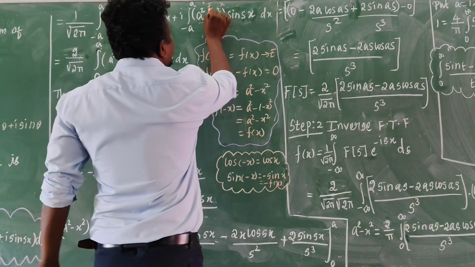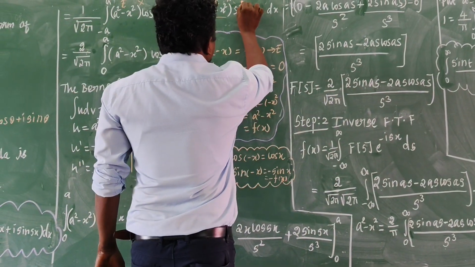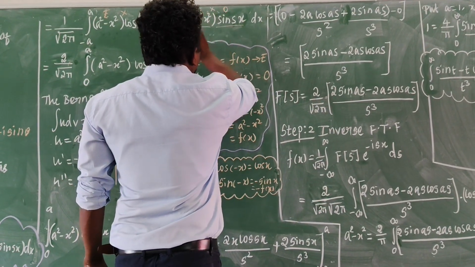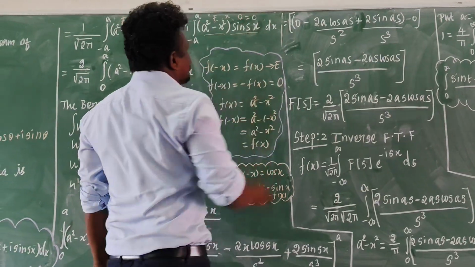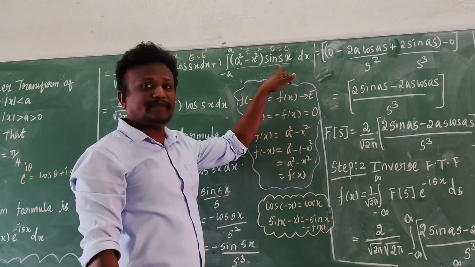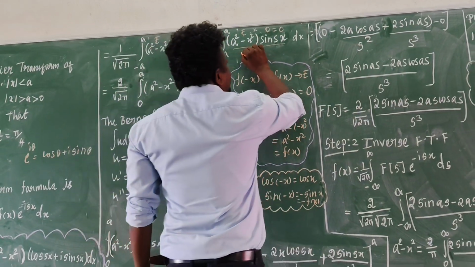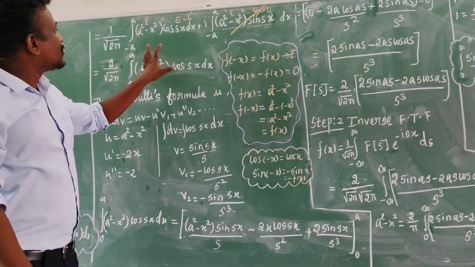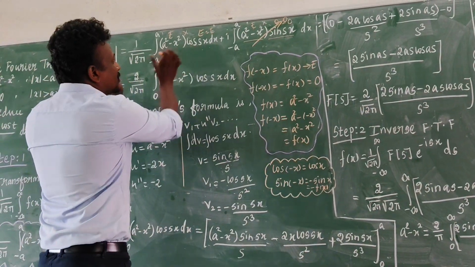So here you have an even function in the first function. In the second case, you get an odd function. So when you multiply even into odd, it is again an odd function, right? So in the symmetric limits, if you get an odd function, then the evaluation of this expression is 0, right? Okay, so you can evaluate only this expression.